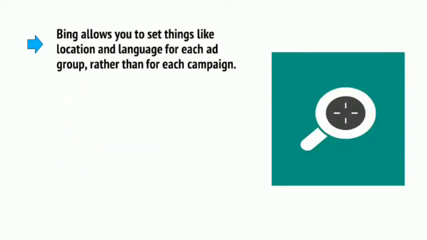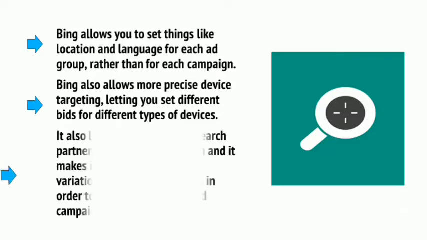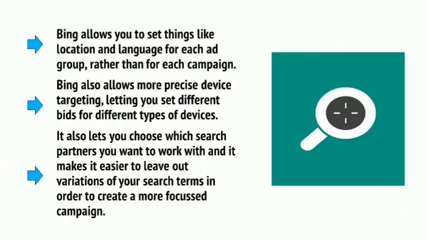Likewise, Bing allows you to set more things like location and language for each ad group rather than for each campaign. Bing also allows more precise device targeting, letting you set different bids for different types of devices. It also lets you choose which search partners you want to work with, and it makes it easier to leave out variations of your search terms in order to create a more focused campaign.